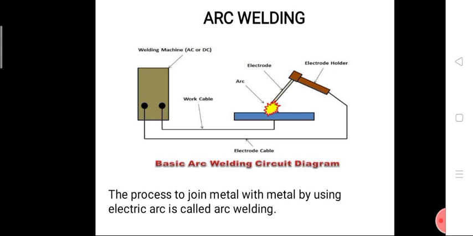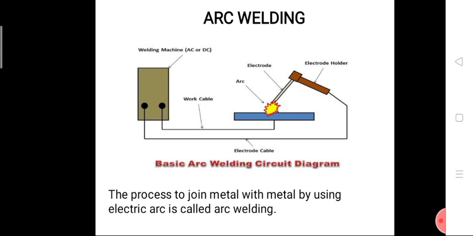First, the power supply is turned on, and then we touch the electrode tip with the workpiece. Then a short circuit is generated. Due to the short circuit, there is generation of arc. After that, we take the electrode to a certain distance. That distance is called the arc gap. The arc gap should be taken as 0.5 D to 1.5 D. Here D is nothing but the diameter of the electrode.